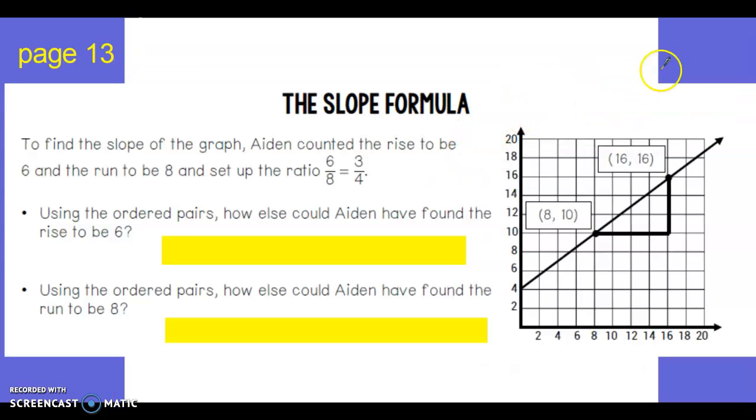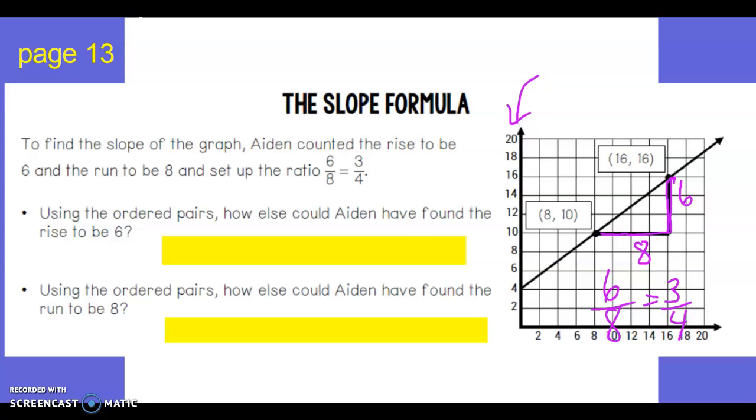So to get an idea of how we could calculate a formula, let's look at this problem that is here on my screen. It says, to find the slope of the graph, Aiden counted the rise to be 6 and the run to be 8. So if you notice here, they're counting by 2s along the y-axis. And so it's going up 2, 4, 6 spaces. And then the run here is 8. So if you put rise over run, 6/8 is equal to 3/4. That's the slope of the line.